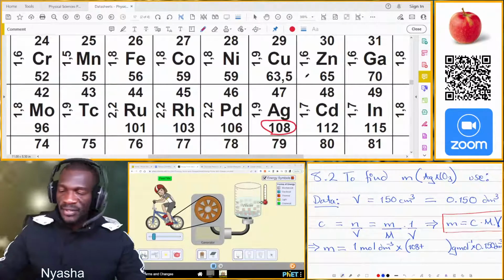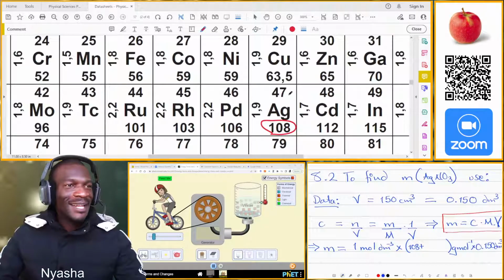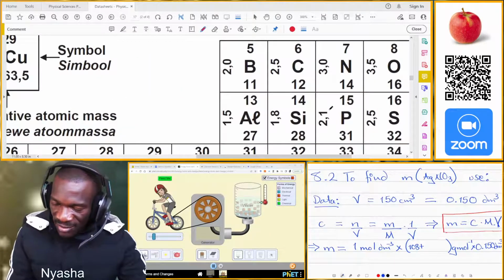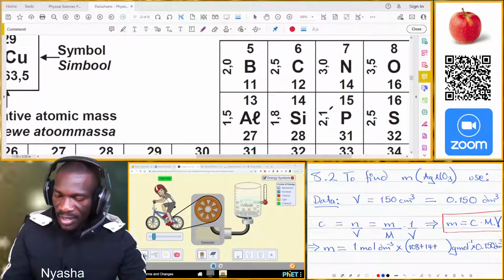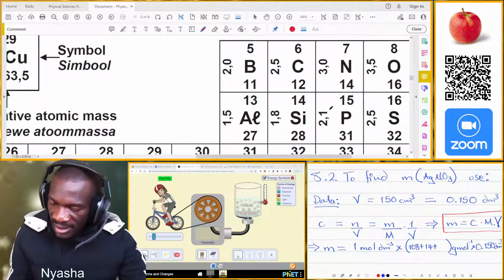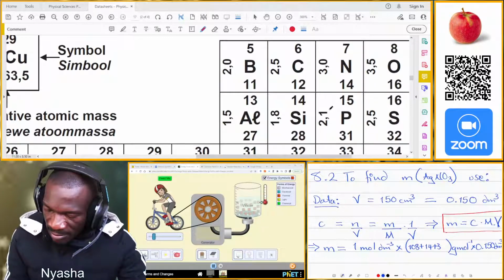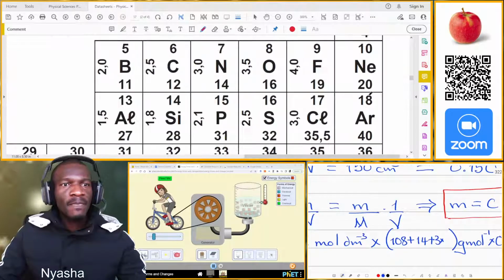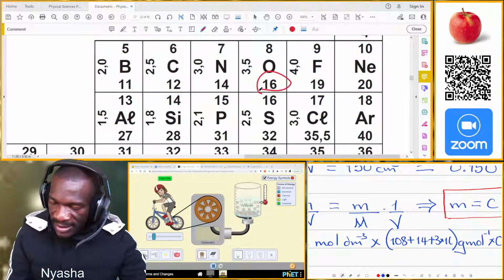How many nitrogens? One nitrogen. So let's look for the nitrogen. It has a mass of 14. How about the last? We have 3 oxygens. So it's 3 multiplied by oxygen 16. 3 multiplied by 16.